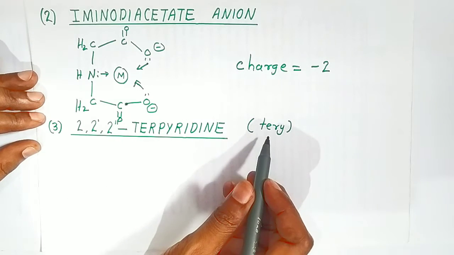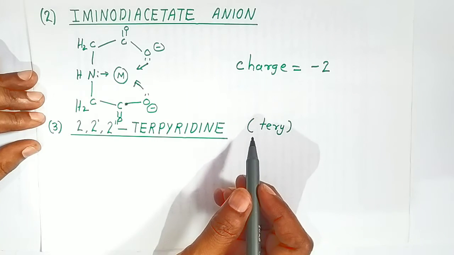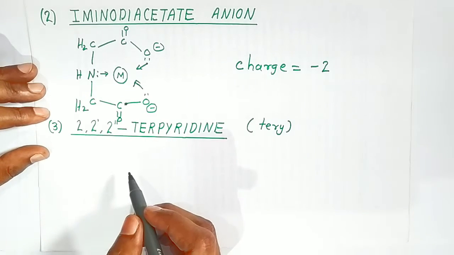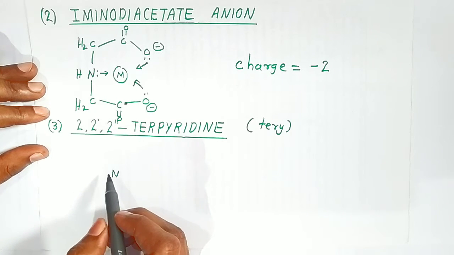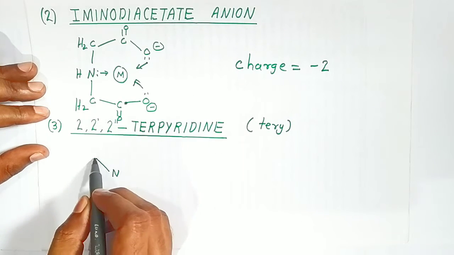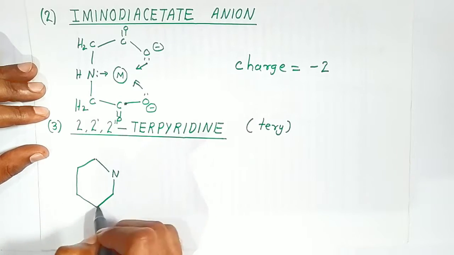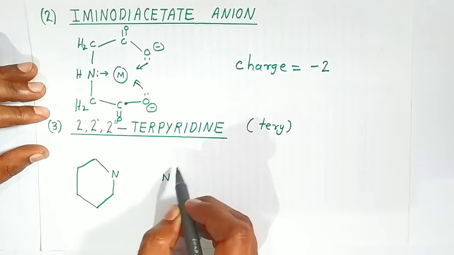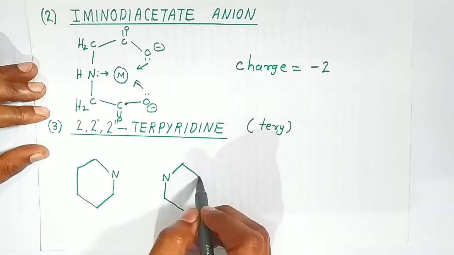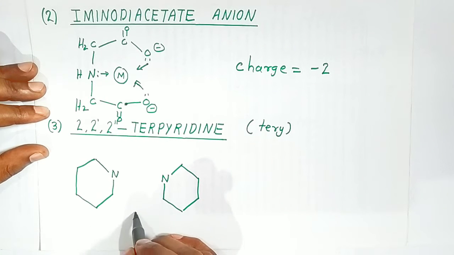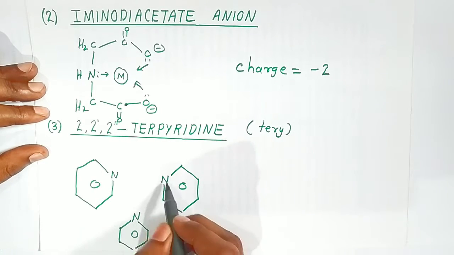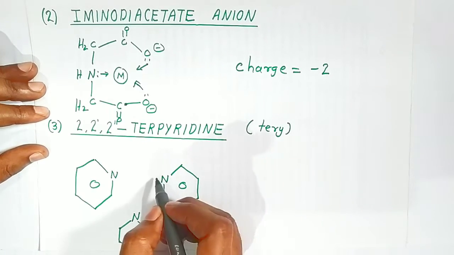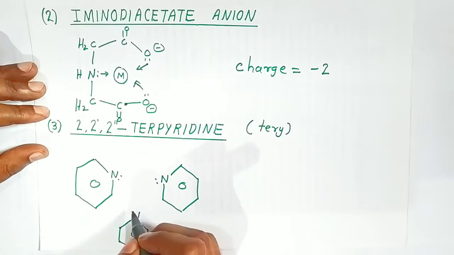Now students, one more example we have, that is 2,2':6',2''-terpyridine. Here also there will be three pyridine rings. We are going to make three pyridine rings. One pyridine ring, students, like this. The second pyridine ring you have to make like this. The third pyridine structure you can make like this. So three pyridines, and it has three nitrogens. The nitrogen of each pyridine will donate a lone pair. All are having lone pairs.